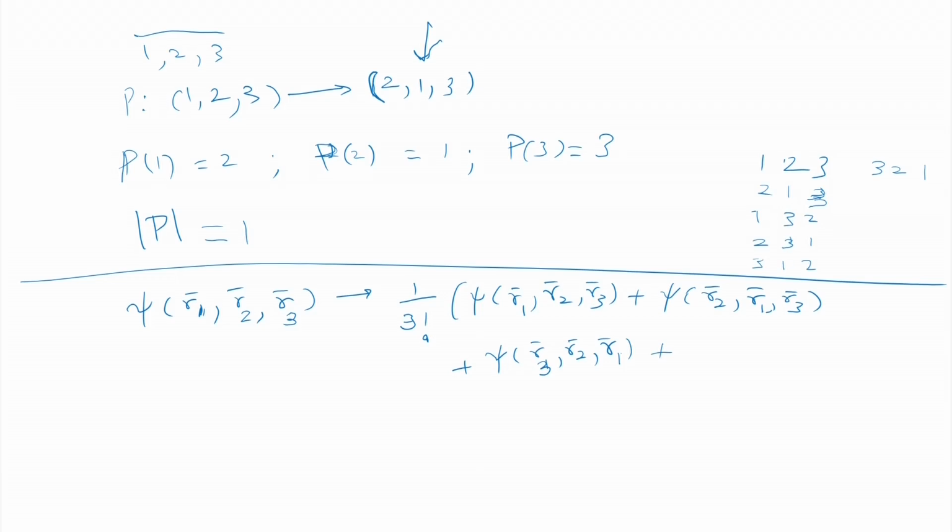These are all. So 1, 2, 3, 2, 1, 3, 3, 2, 1, then 3, 1, 2. Okay, and what did I leave out? Psi 1, 3, 2, 3, 2 plus psi 2, 3, 1. Okay. So I think 1, 2, 3, 4, 5, 6. Okay. So this makes sense.